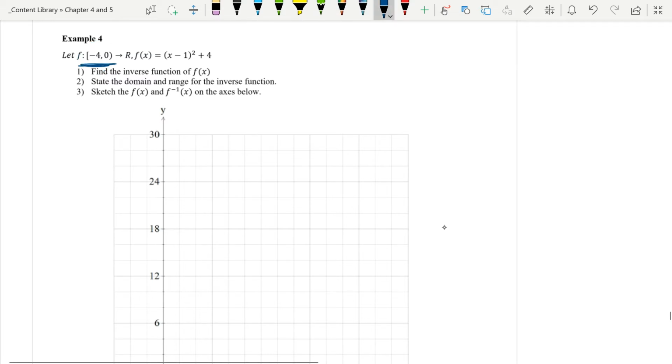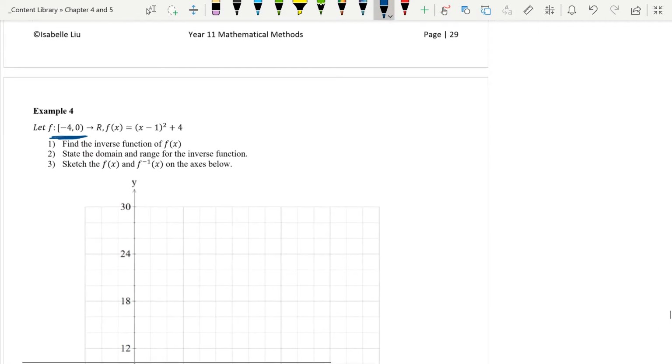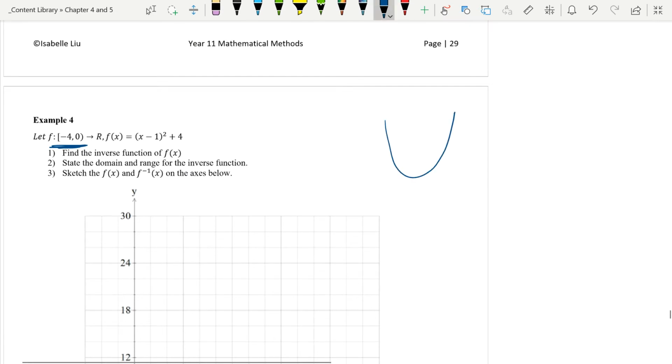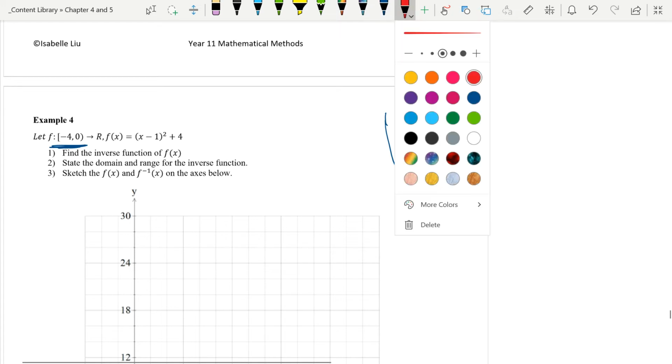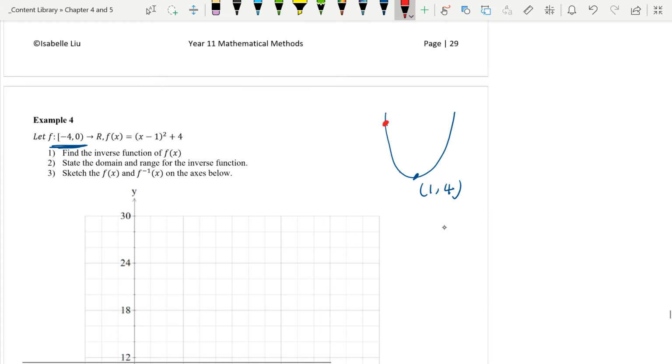Okay, so with domain restriction -4 to 0, sketch this graph. Well, the graph will be a positive graph originally, and then you have the point (1, 4) here because that's the turning point. And you want -4 to 0. Think about which part of the graph is that. -4 is somewhere here, and 0 is next to 1. So actually, you want this part of the graph. Does that make sense? -4 to 0 is that part of the graph. But 0 is an open circle because you're not taking 0. You're taking -4, but you're not taking 0.